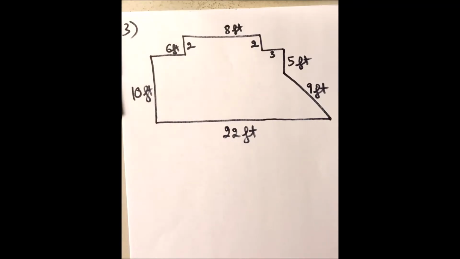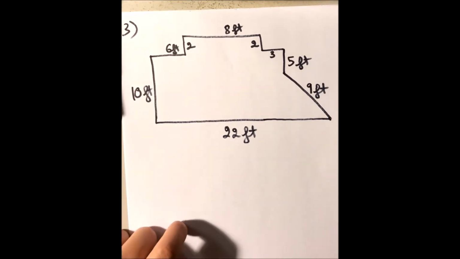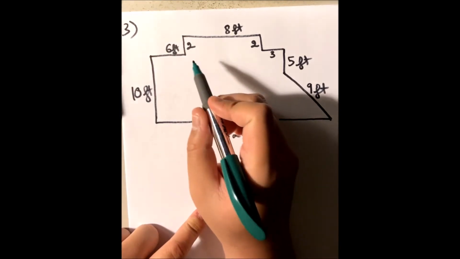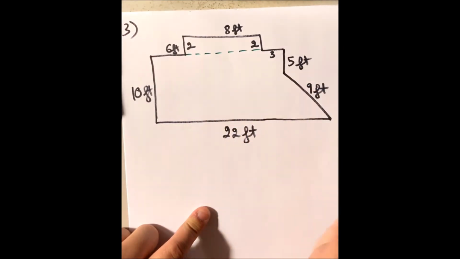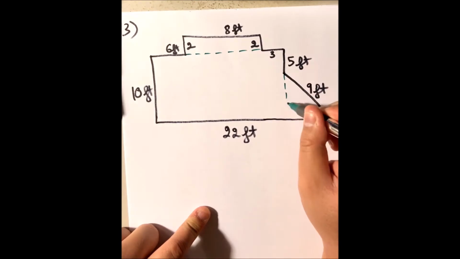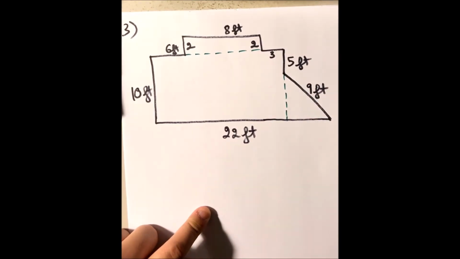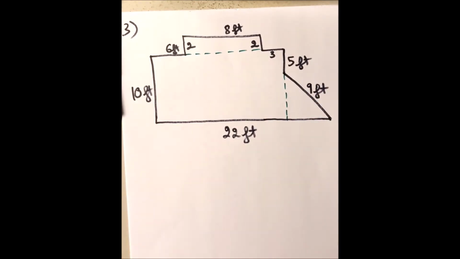Alright, here's another example of finding the area and perimeter of irregular shapes, such as this one. Of course, as usual, the first thing we want to do is cut this irregular shape into different regular shapes. How do we do that? If you take a look, if we connect this side, and we connect this side, we come up with 3 different regular shapes, 2 rectangles and 1 triangle.